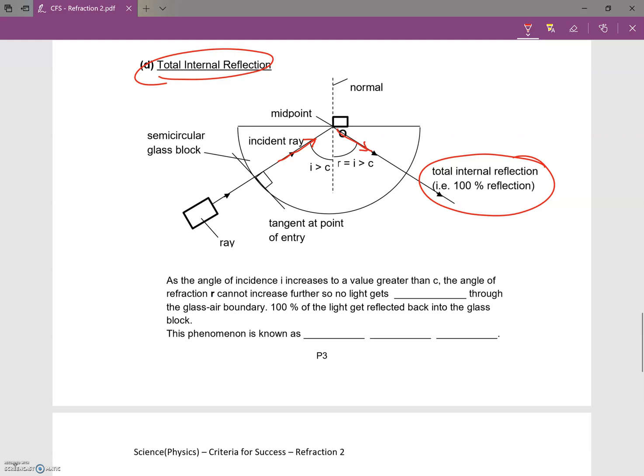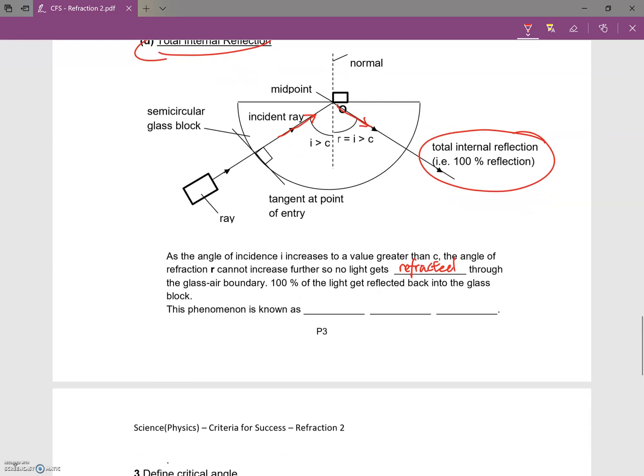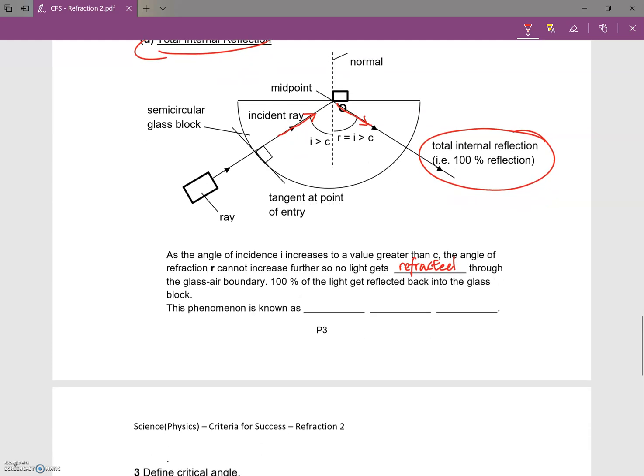So let's do a little bit of looking at the text over here. As the angle of incidence I increases to a value greater than the critical angle, the angle of refraction cannot increase further. So no light gets refracted through the glass-air boundary. 100% of the light gets reflected back to the glass block. This is known as total internal reflection. Okay, do take note of that.